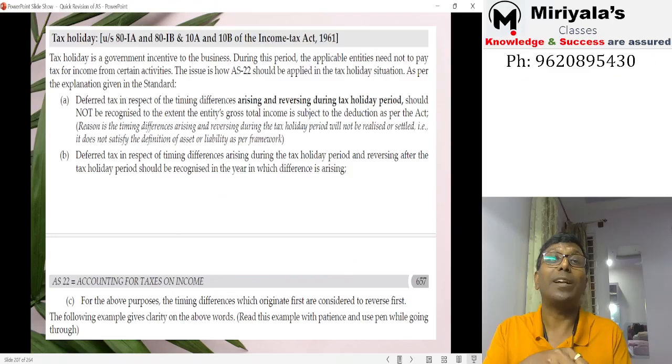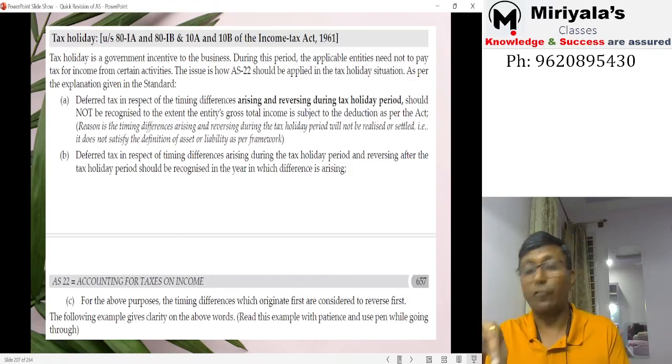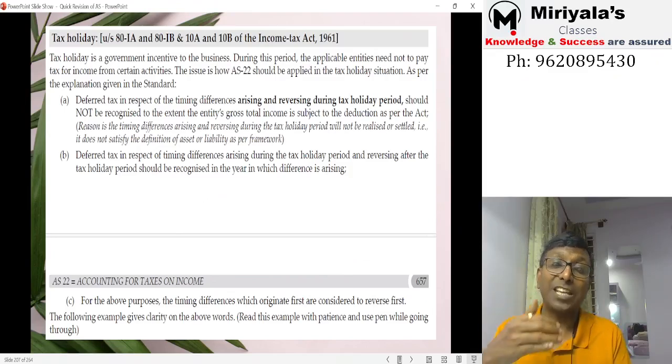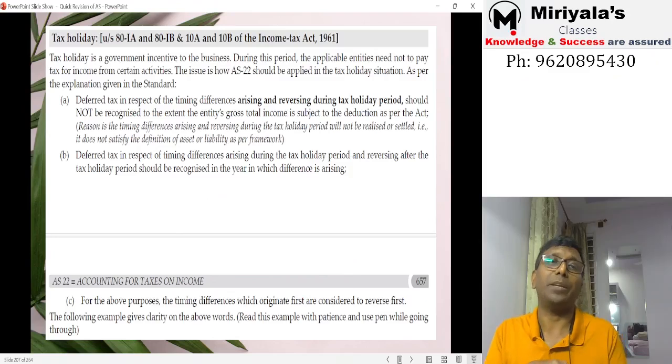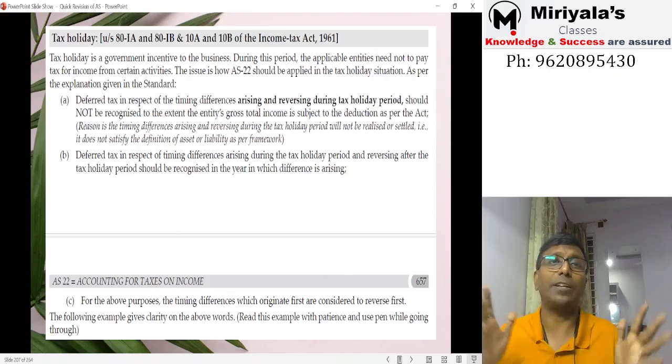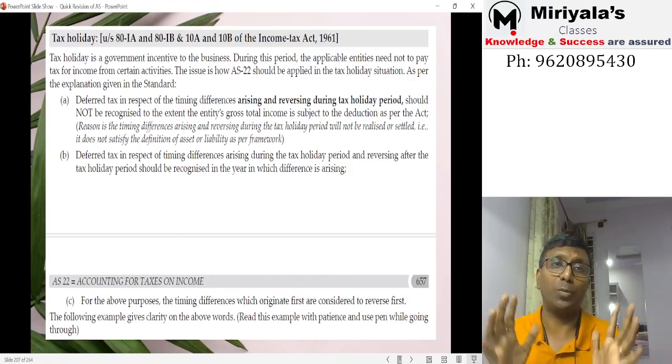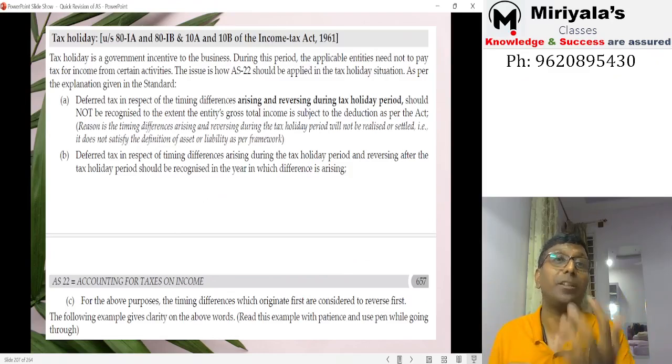The point is very simple with respect to deferred taxation. Deferred tax, what did I say? A difference is arising in the current year, which is capable of being reversed in future years. If the timing difference is arising in the tax holiday period, and it is also capable of being reversed in the tax holiday period, then no deferred tax asset or deferred tax liability should be created on those timing differences.